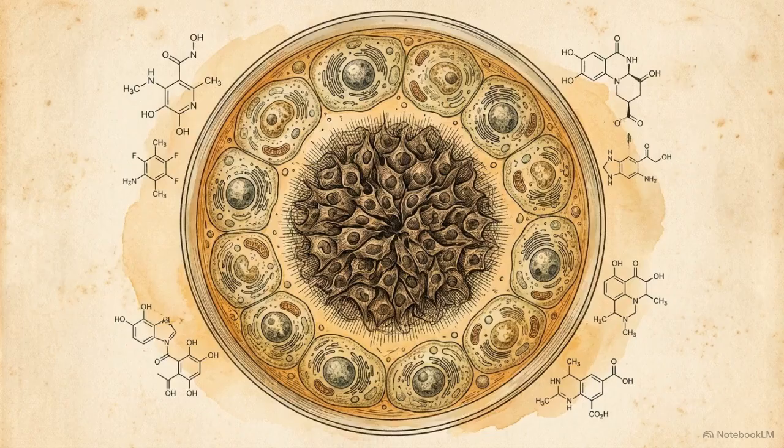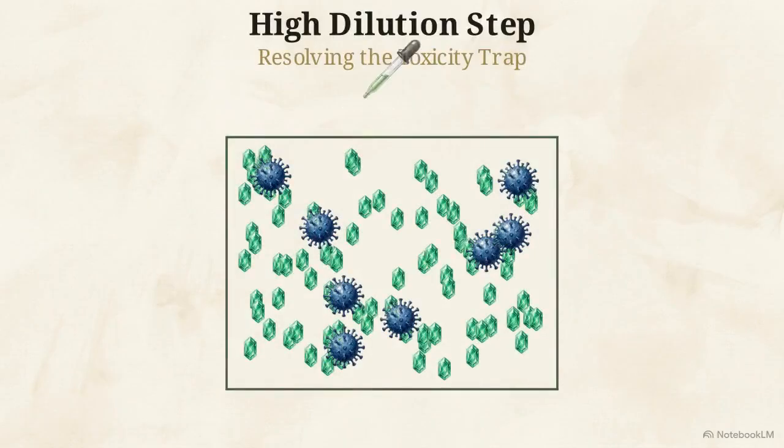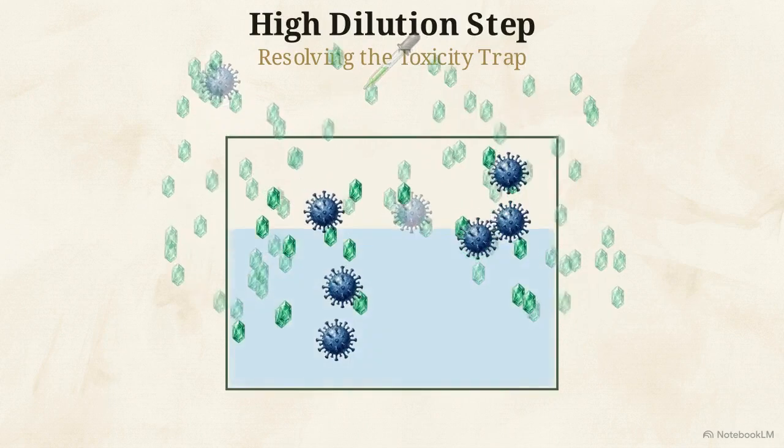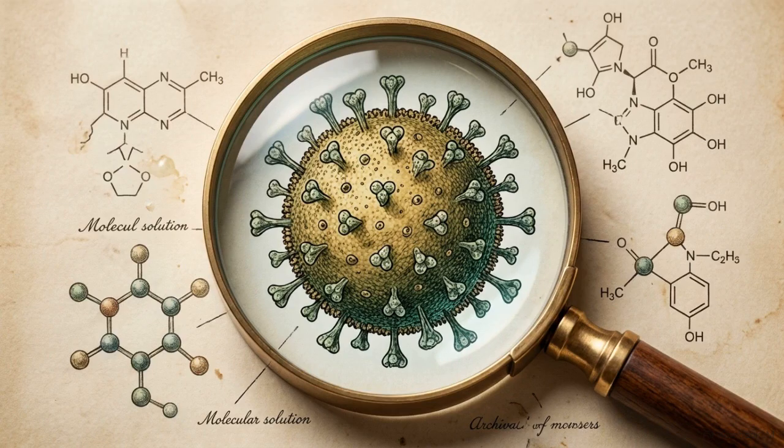If we skip the dilution and pour the potent raw extract directly onto our assay plate, it will indiscriminately kill the host cells. That ruins the entire experiment, because we won't know if the cells died from the virus or the treatment itself. The high dilution step solves this. It dilutes the extract until it is no longer toxic to the host cells, while leaving enough of the target viral particles in the liquid for us to observe.